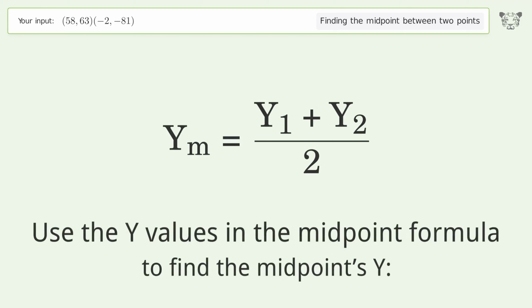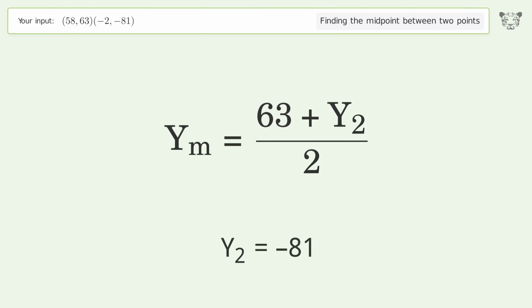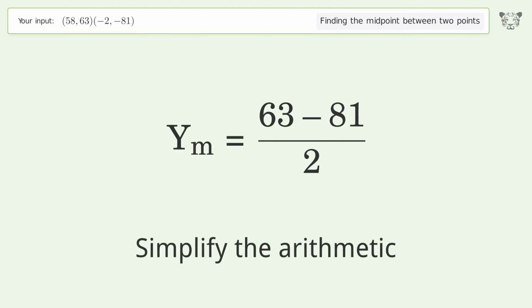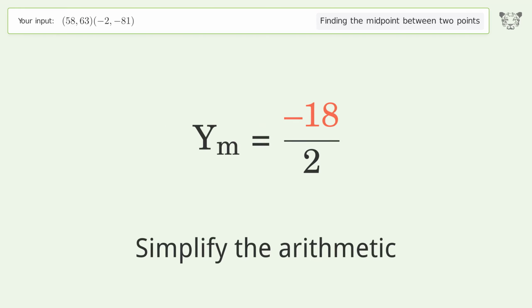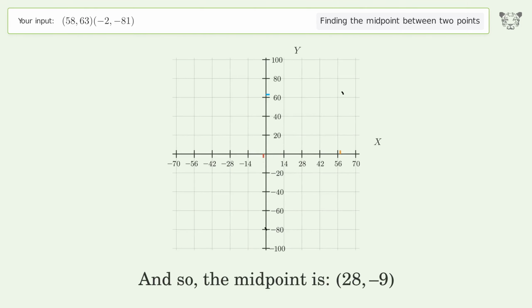Use the y values in the midpoint formula to find the midpoints y. y1 equals 63. y2 equals -81. Simplify the arithmetic. And so, the midpoint is 28, -9.